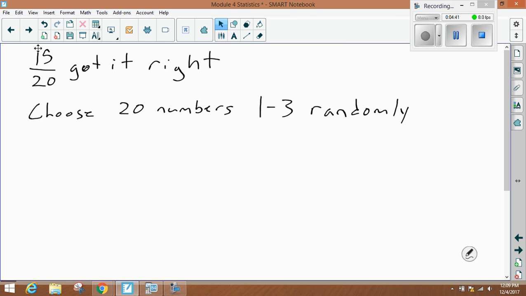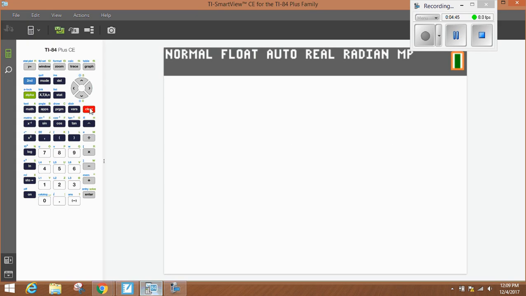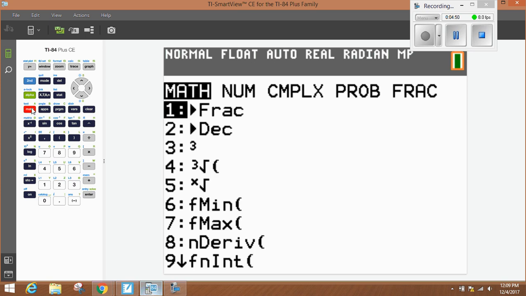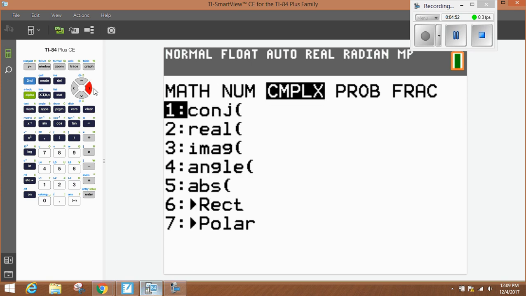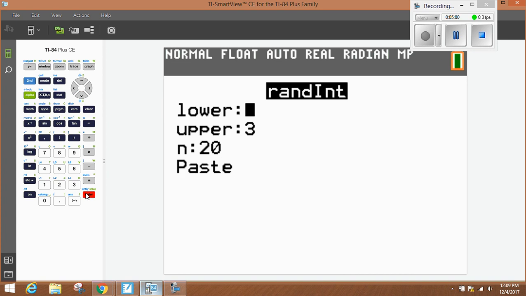So if I was to do that, I could use my calculator. And it turns out that in my math function, I have a random number generator. And it's right here, it's randInt. So what this does is it's going to choose integers 1 through 3, and it's going to choose 20 of them. All right?